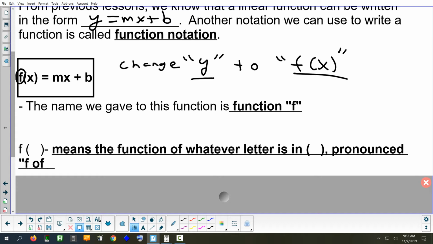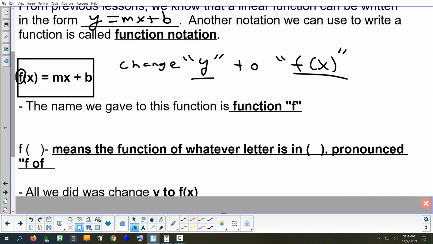We did one with the money and the books you buy. That was B. So if I put a B in there, that's fine. The way I would pronounce this is the function of B. F of B. If I put a D in there, I think we did D for DVDs the other day, you'd pronounce that f of D.